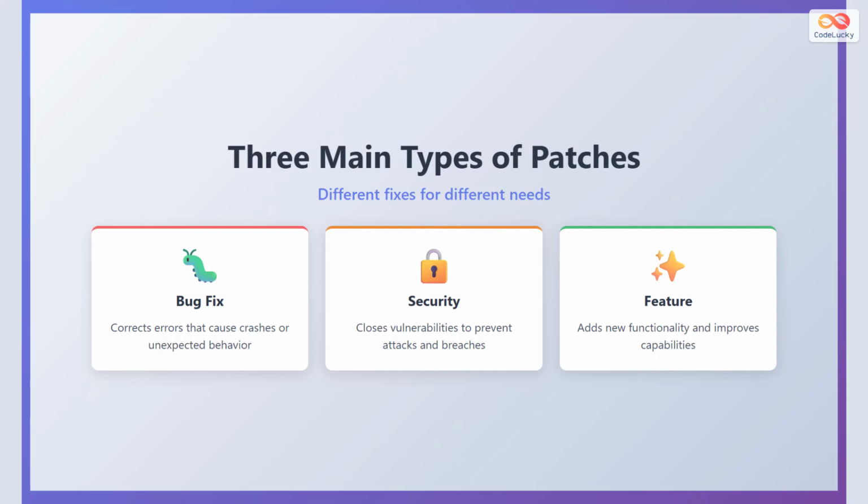There are three main categories of patches. First, we have bug fix patches. These correct errors that cause crashes or unexpected behavior in software. They address issues that users have discovered and reported. Second, security patches are critical because they close vulnerabilities that hackers could exploit. These patches prevent attacks and data breaches. Third, feature patches add new functionality and improve capabilities of your software. They introduce new tools and enhancements requested by users. Each type serves a different purpose in keeping your systems running smoothly and securely.